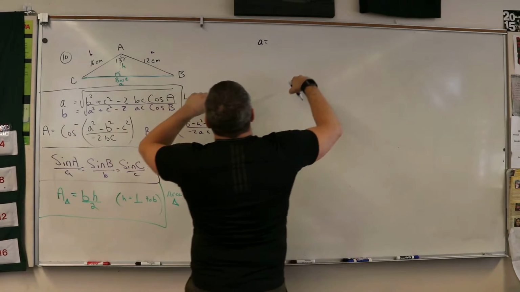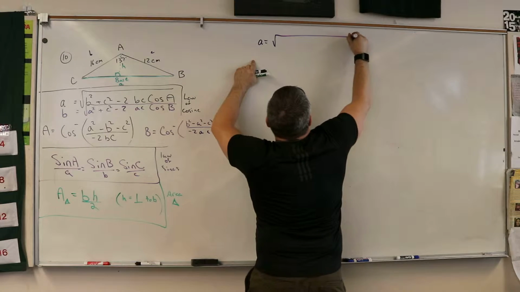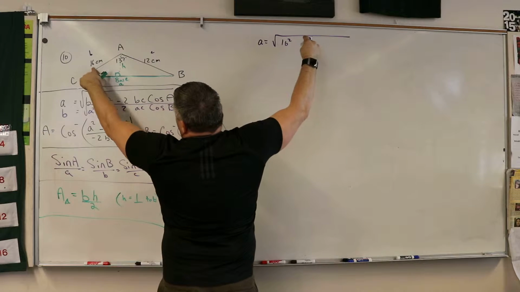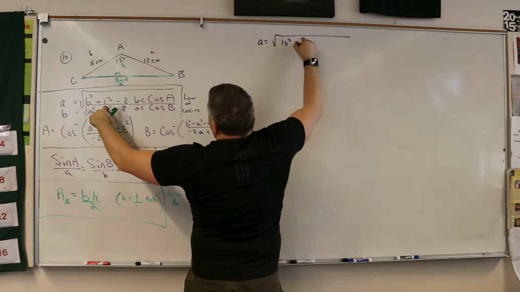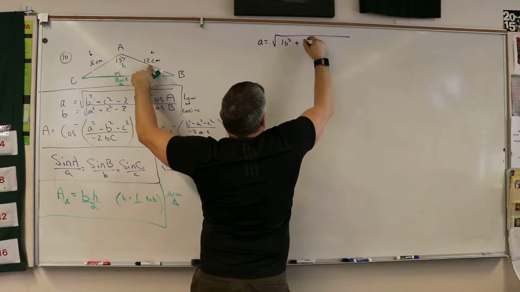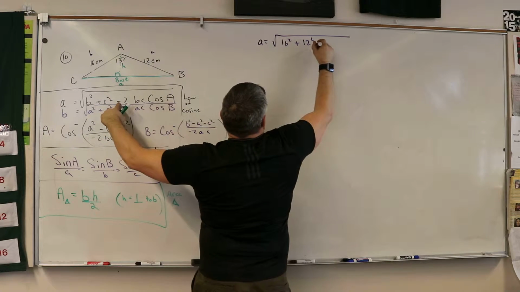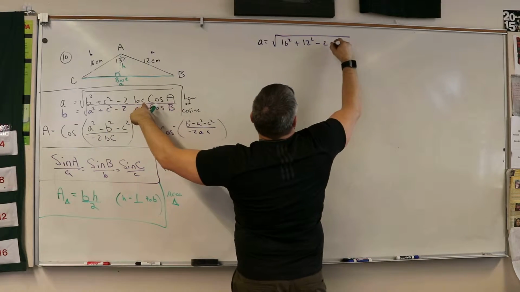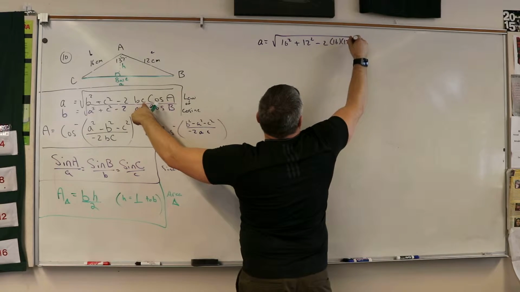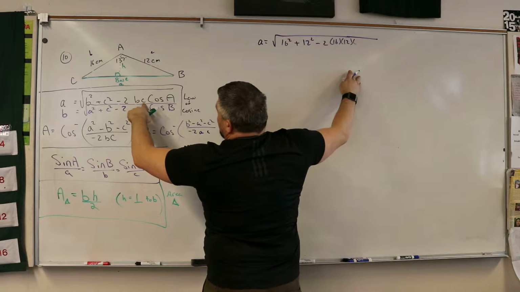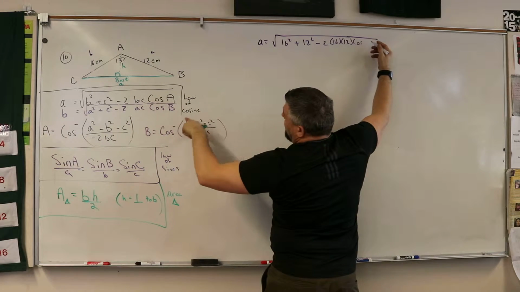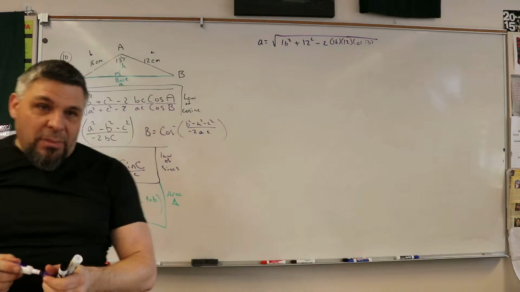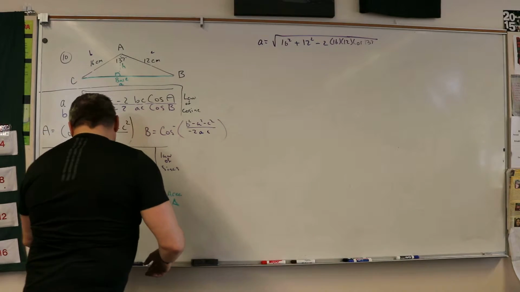Okay. So A is equal to the square root of B squared, which is 16 squared, plus C squared, which is 12 squared, minus 2BC, so that would be 2 times 16 times 12, times the cosine of A, which is 137, correct?